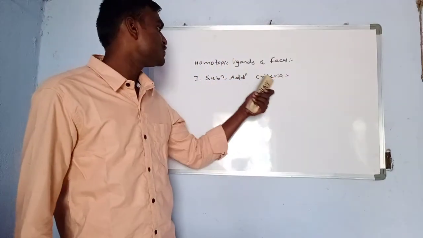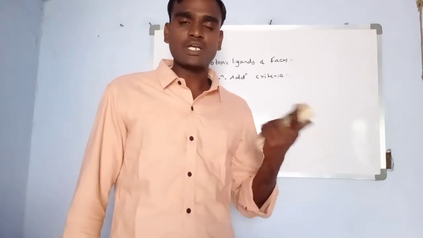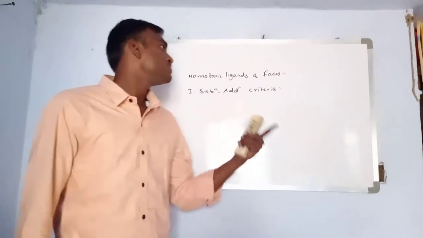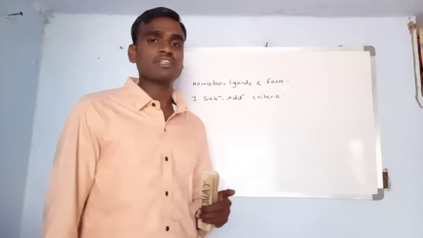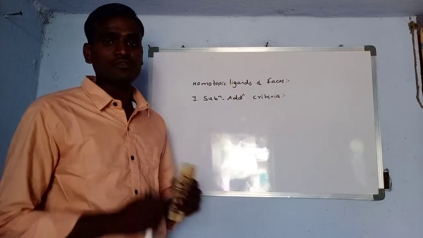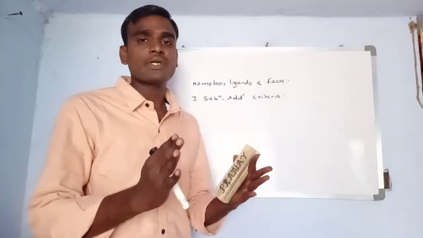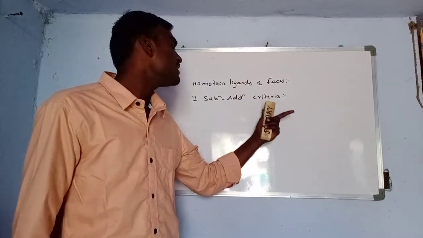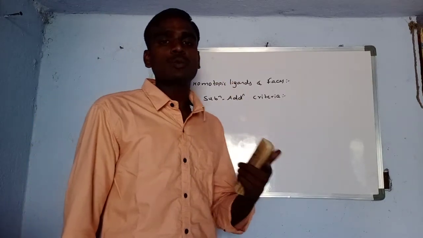Ligands are said to be homotopic if replacement of one group by another group gives an identical product. Then these two ligands are said to be homotopic ligands. Once again I will repeat. When identical products are produced, then the two ligands are said to be homotopic in nature.